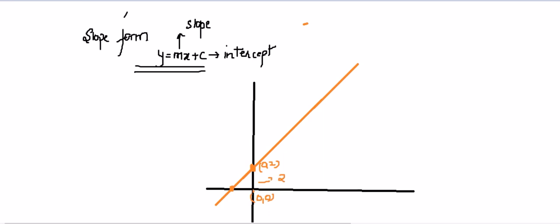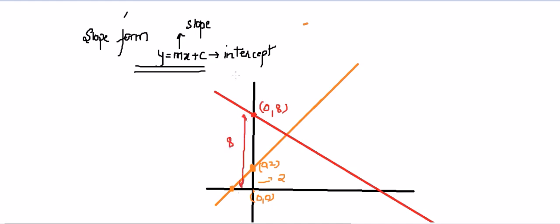If I draw another line, say this line, we need to see the point where it's cutting the y-axis, and this line is cutting the y-axis at this point. Say this point be 0, 8. So what is its distance from origin? It's 8. So my intercept will be 8 here. That is c. So this is the slope form.